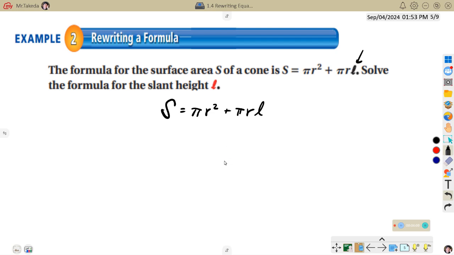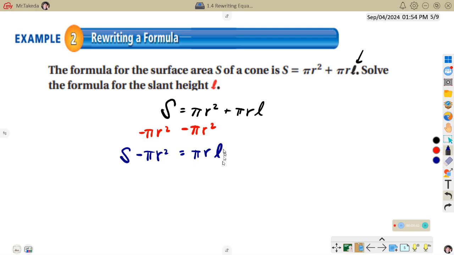I think the first thing we want to do here is subtract out this pi r squared. So I'm going to subtract pi r squared here and here. Now, like on the previous example, I can't really simplify this side, so I've got this large S minus pi r squared equals pi r L.